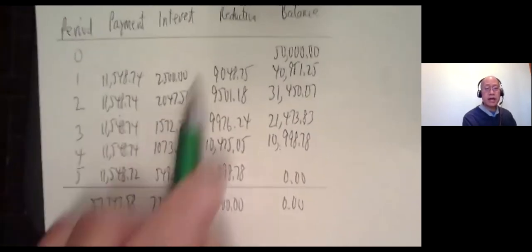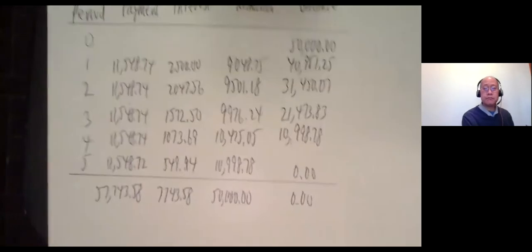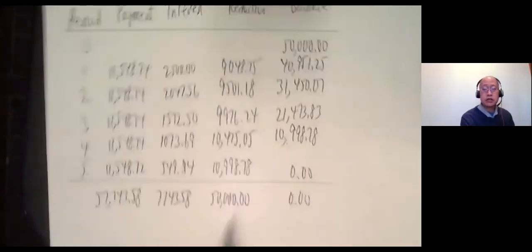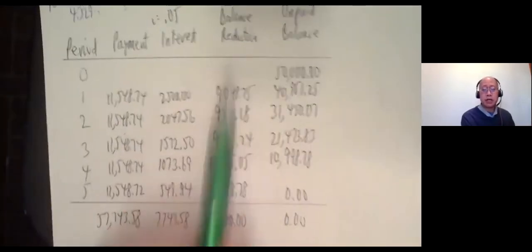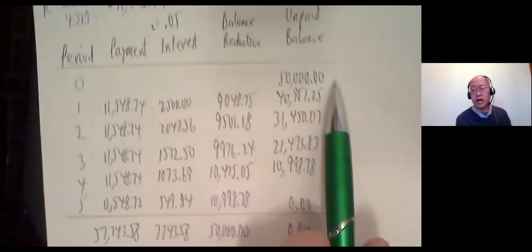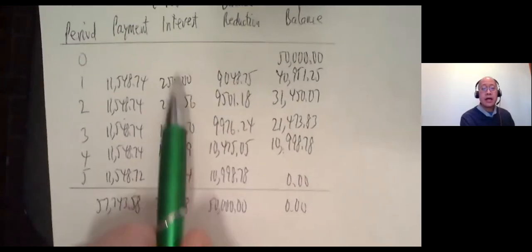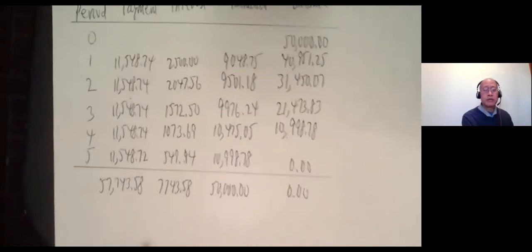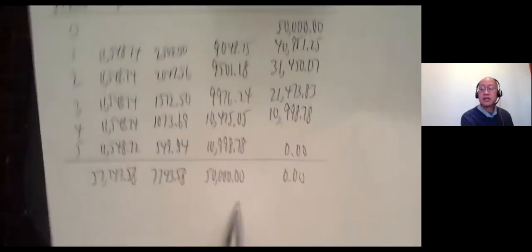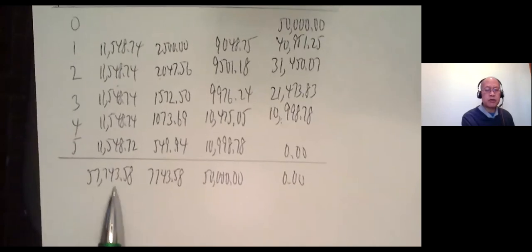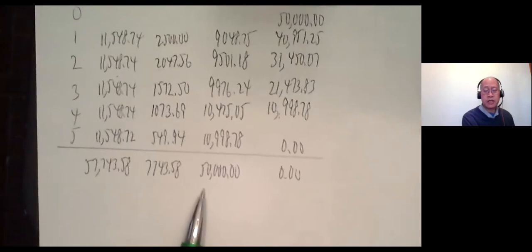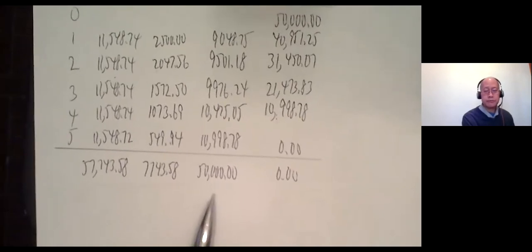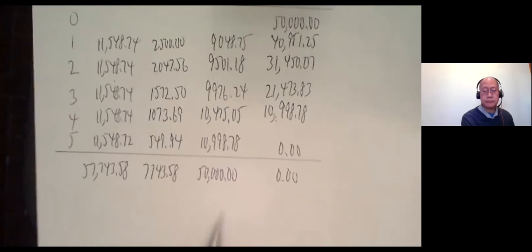Add these all up, that's that. Add all these up, add all these up. Again, some double checks. This should total to 50,000. That's the balance reduction, right? So the balance reduction should be 50,000 because you started off owing 50,000. So at the end of 5 periods, you've paid off the 50,000. Here's the interest. Here's the total payments. This minus this is this. So 57,743.58 minus 7743.58 is indeed $50,000. And there you go, as you would expect it to be.